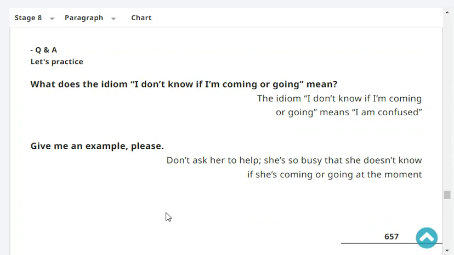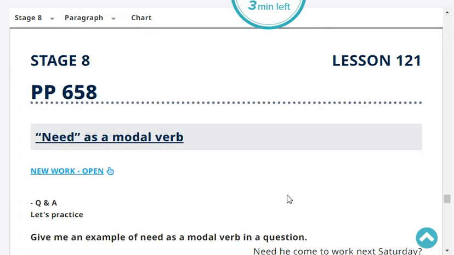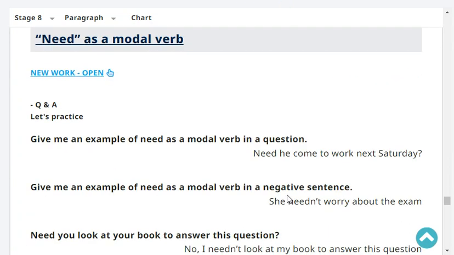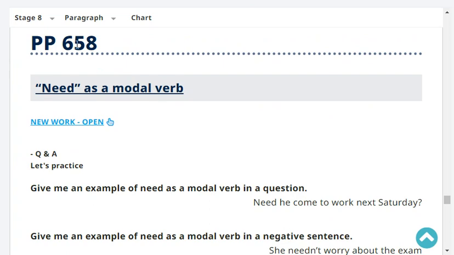Don't ask her to help. She's so busy that she doesn't know if she's coming or going at the moment. Very good.